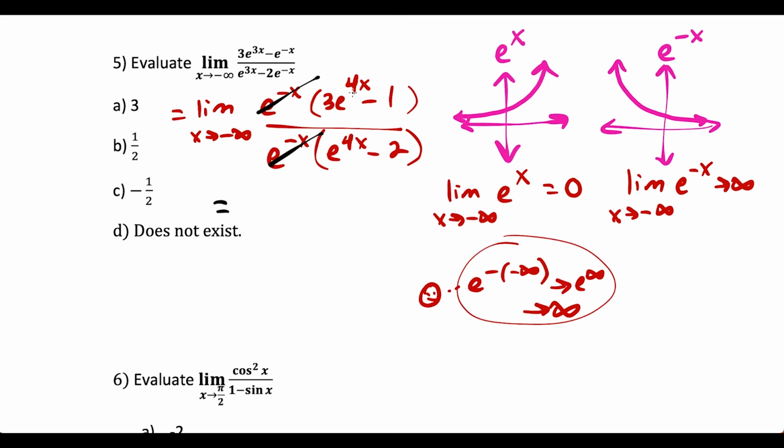And now this is equal to, if we evaluate the limit, remember what we said, as x goes to minus infinity, the e to the positive x terms are going to shrink to 0. So now what we have is 0 minus the constant 1 divided by e to the 4x, as x goes to minus infinity, is also heading to 0. And then we just tack on our minus 2. And if we do negative 1 divided by negative 2, that's going to give us positive half, which is going to match up with choice B.